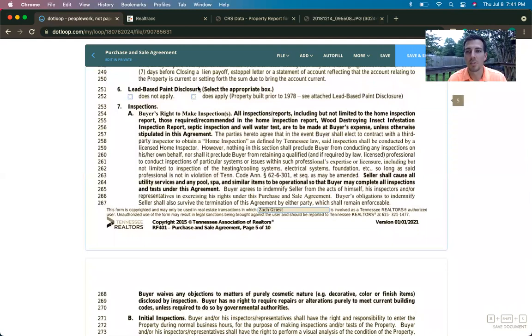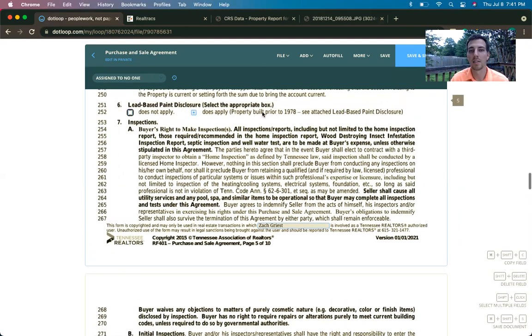Lead-based paint, please check one of these. If the home was built prior to 1978, you do need a lead-based paint disclosure. It is required by law. You also need to send the person buying the property the lead-based paint pamphlet, and that is already preloaded into every purchasing loop in .loop. So let's say prior to, and again, it's prior to 1978. If the home was built in exactly 1978, you don't need this.